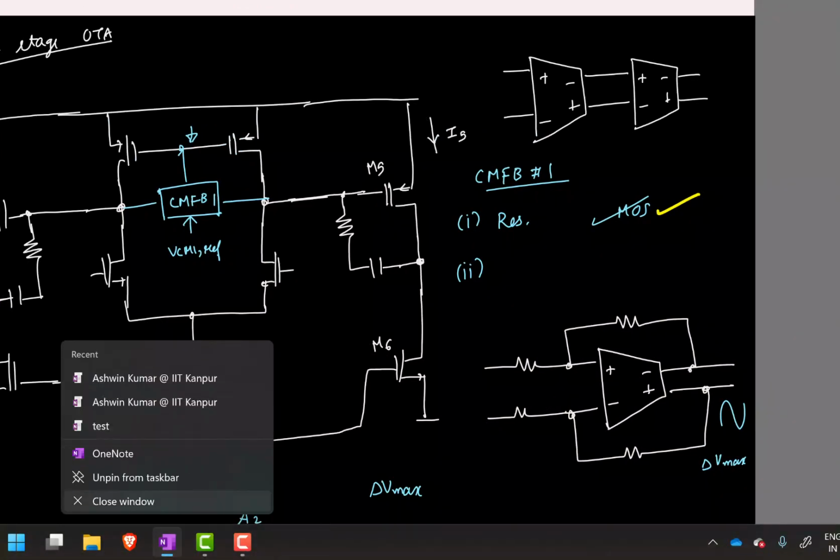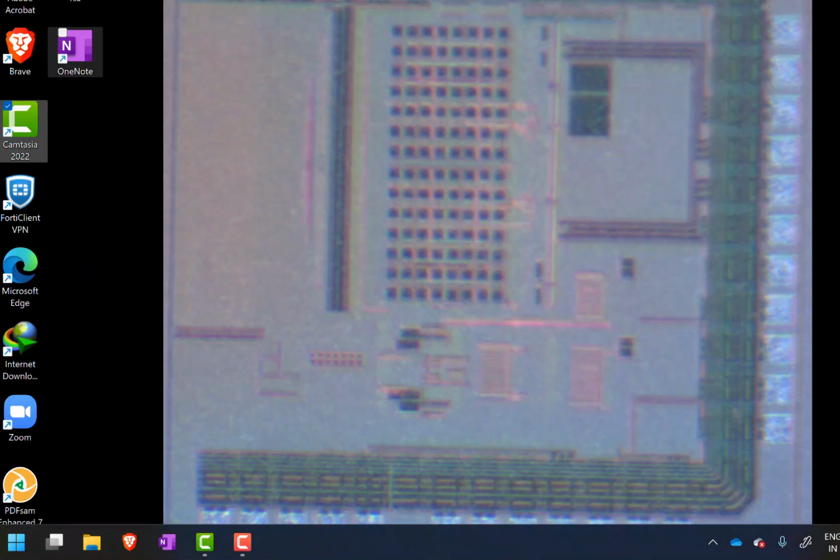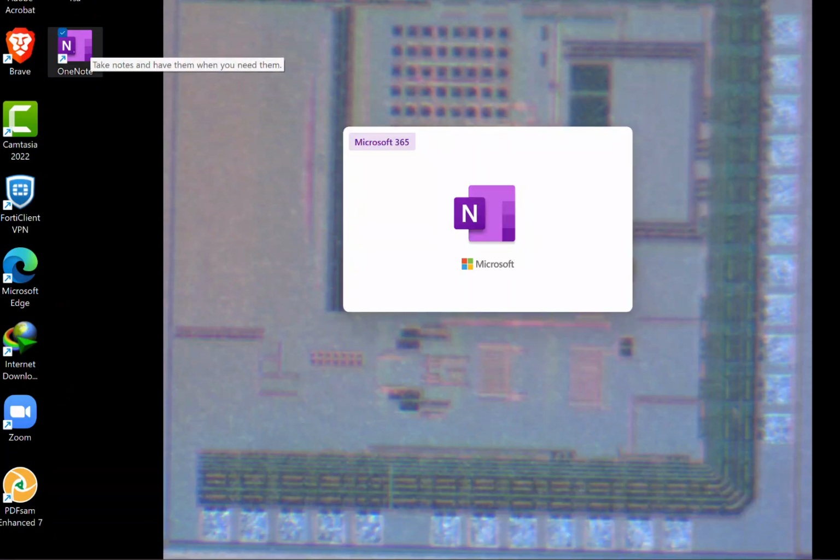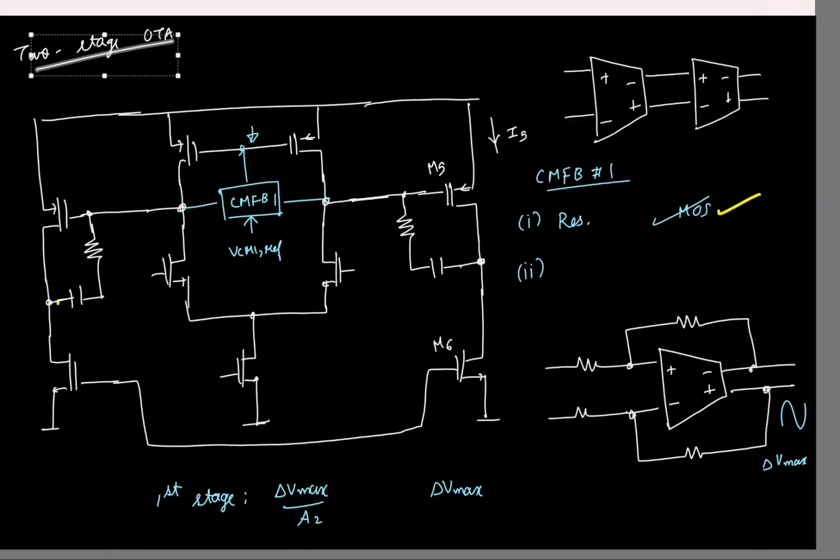So what I'm asking is, for the first CMFB, we need to supply this reference voltage VCM1 ref. So how can I generate this voltage VCM1 ref and apply it to the first stage? And we saw that this voltage can't be an arbitrary value. It should be such that when I apply this voltage to the gate of M5, it carries a current I5. So how can I generate such a voltage?